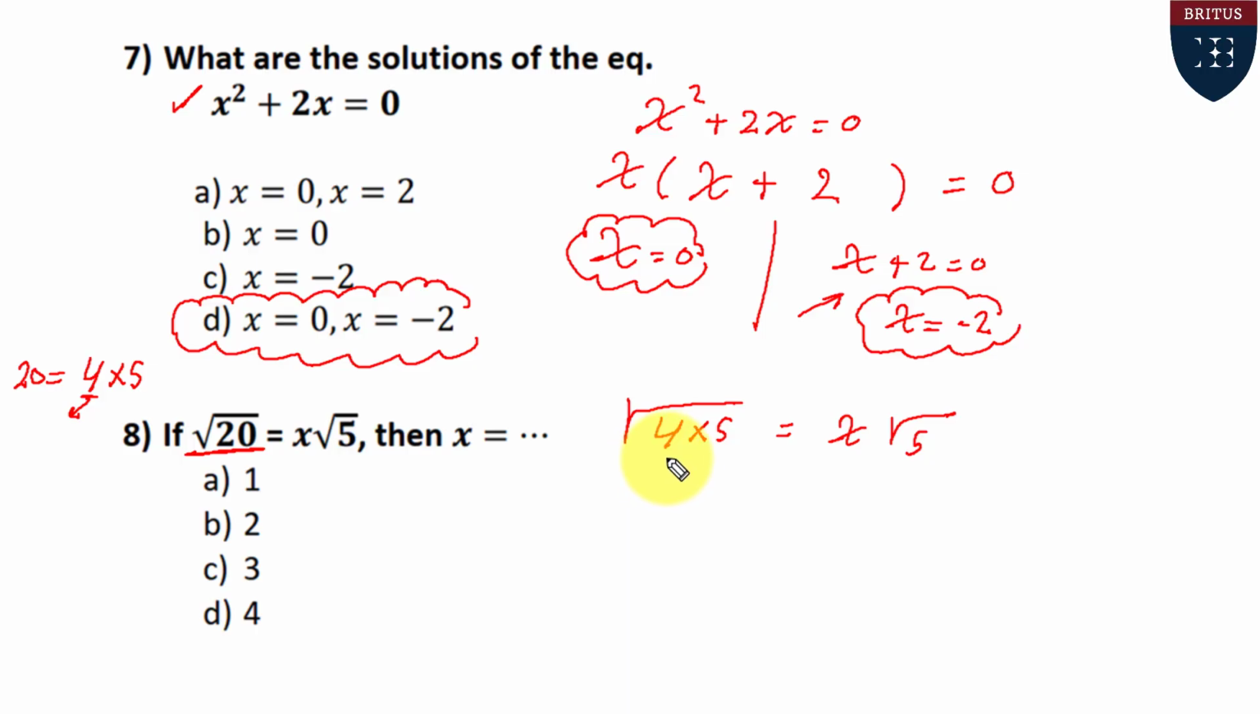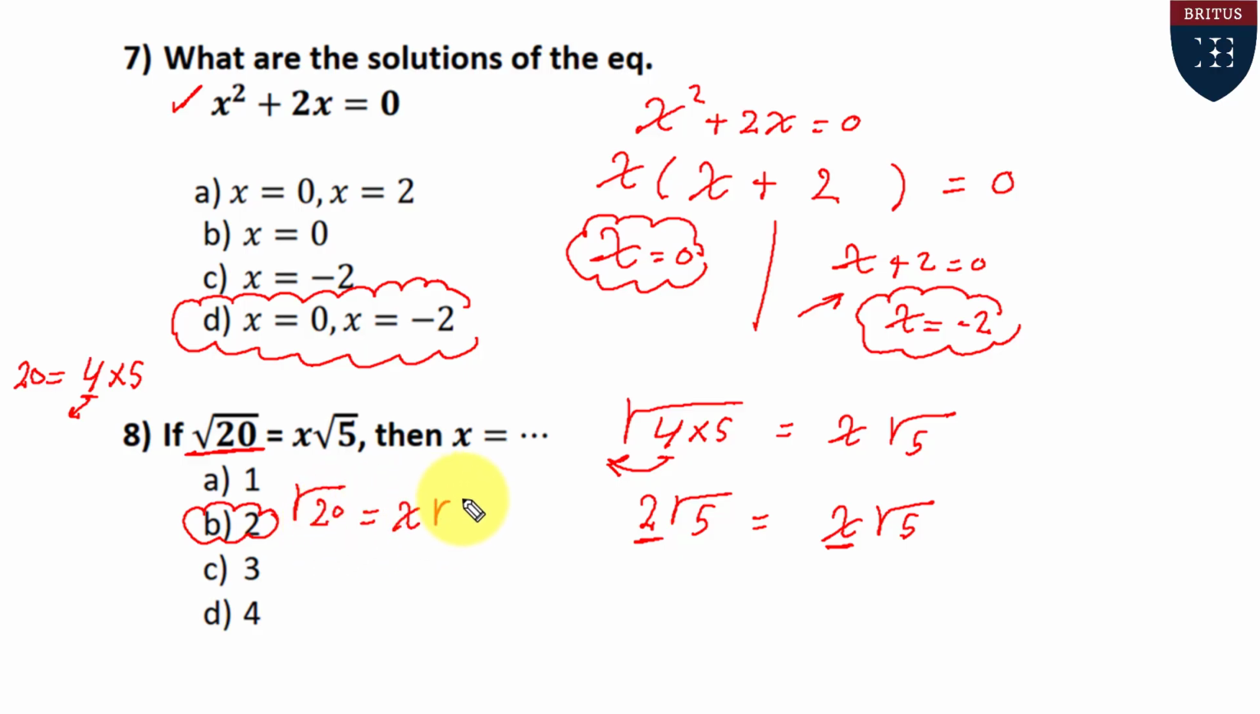Just to simplify, root 4 equals what? Equals 2. We can write it as 2 root 5 is equal to x root 5. By comparing, we can say that x equals 2. Now x equals 2.